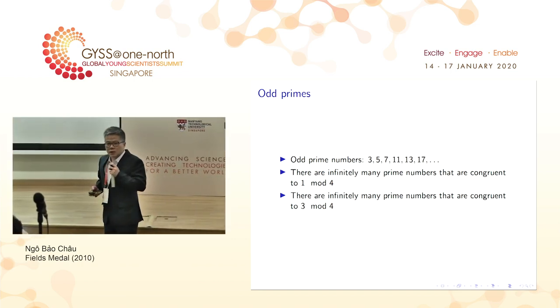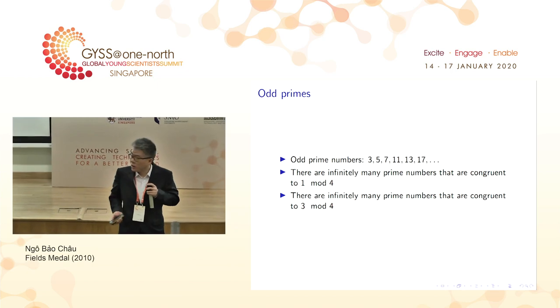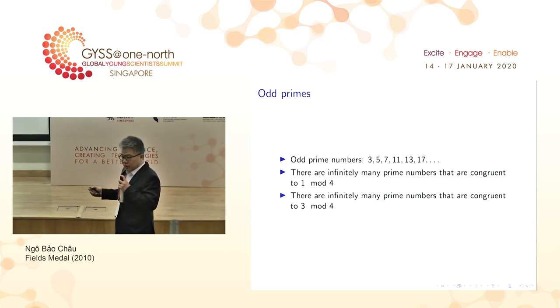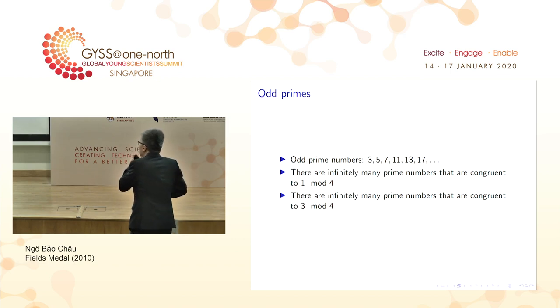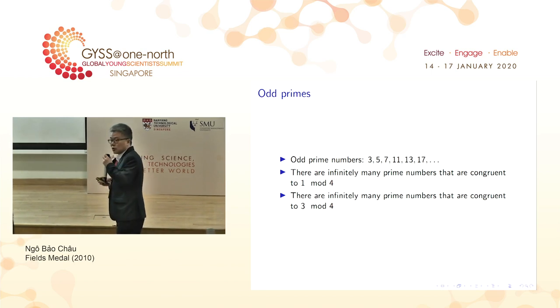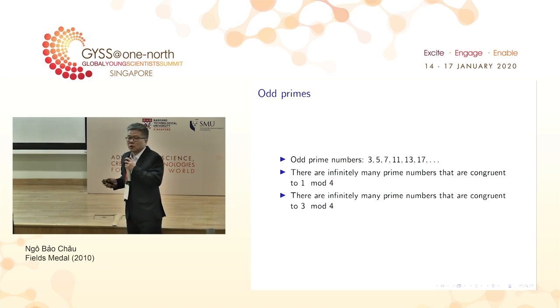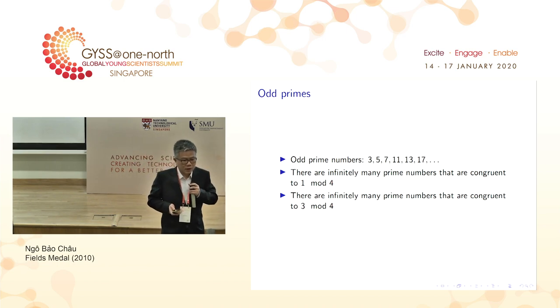Of course, almost all prime numbers except 2 are odd, otherwise they would not be prime. So odd numbers: 3, 5, 7, 11, 13, 17. Let's try to play some more elaborate games. There are those primes that are congruent to 1 mod 4, like 5, 13. When you divide by 4, the remainder is 1. And there are 3, 7, 11, which are congruent to 3 mod 4. That means when you divide by 4, you get a remainder of 3.